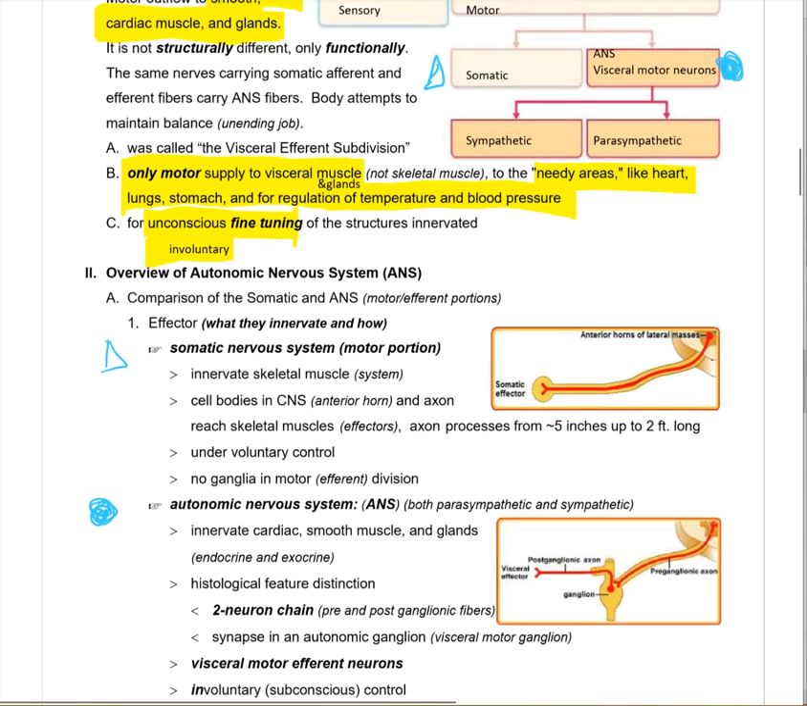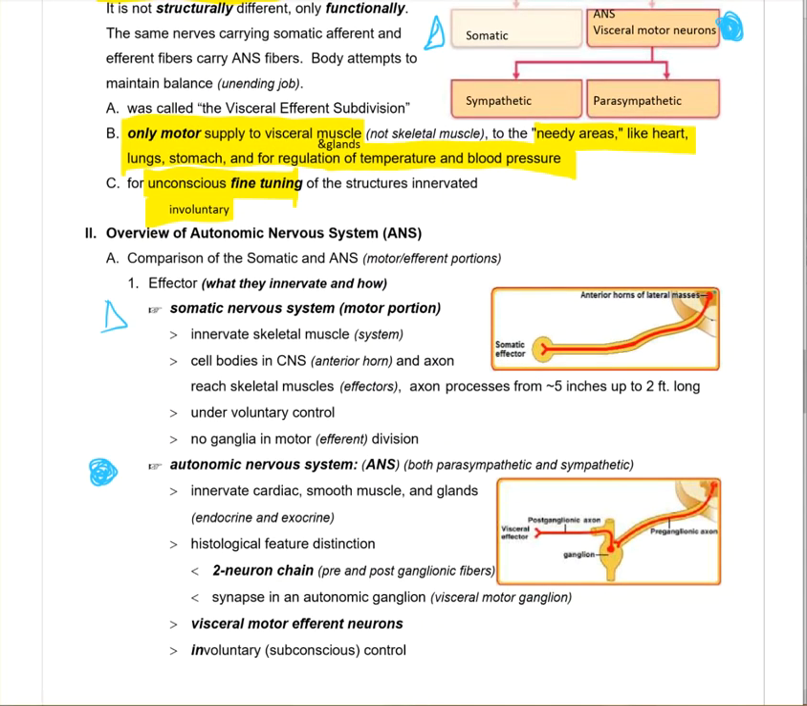All right, now let's review these two. We'll leave them up at the top there. So somatic is getting motor information going down an efferent portion, all right? And so what's it going to innervate? First, it innervates skeletal muscle only. The cell bodies are in the CNS at the anterior horn, and the axons go and reach the skeletal muscles, the effectors. The axon processes can be quite long because of this, because they can go very far, all right? These axon processes tend to be long. They're under voluntary control.